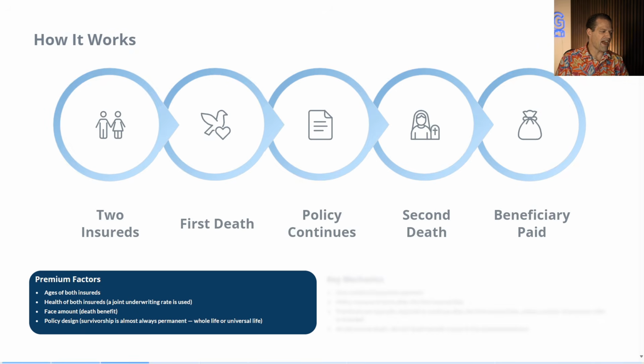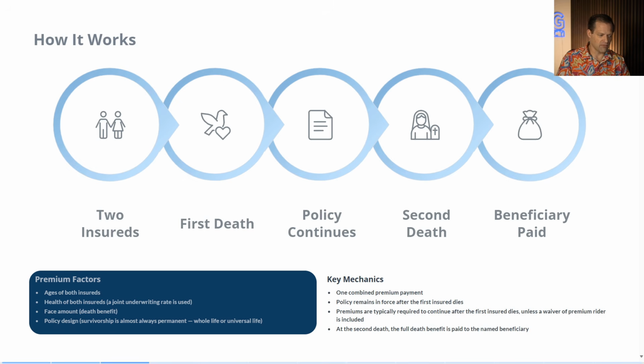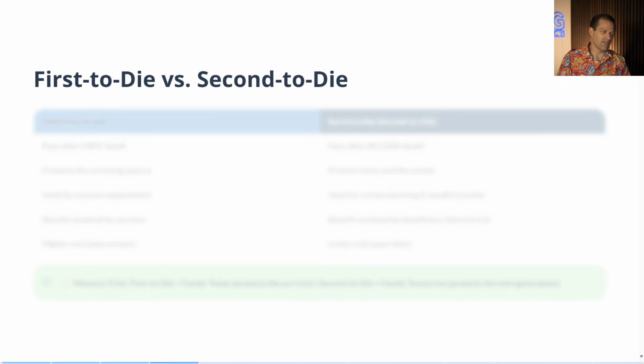The premium factors rate the ages of both insureds, the health of both insureds, and the face amount. The policy design is almost always permanent, typically a whole life or universal life plan. So it's one combined premium payment. The policy remains in force after the first insured dies. The premiums are typically required to continue after the first insured dies, unless a waiver of premium rider is included. And at the second death, the full death benefit is paid to the named beneficiary.